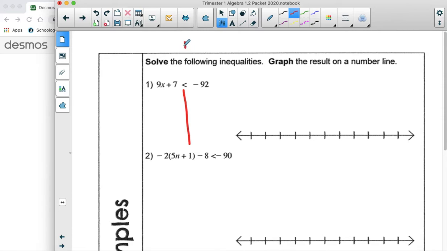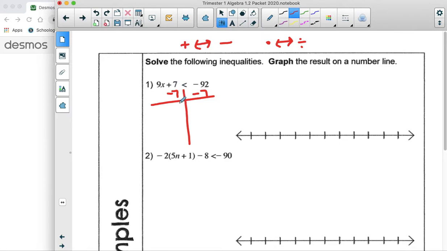So to undo adding, remember inverse of add is subtract. Inverse of multiply is divide, and vice versa. Vice versa means the other way too. That's why we have 2 arrows. So divide is multiply, subtract is add. So to undo adding 7, we would do -7 on both sides.